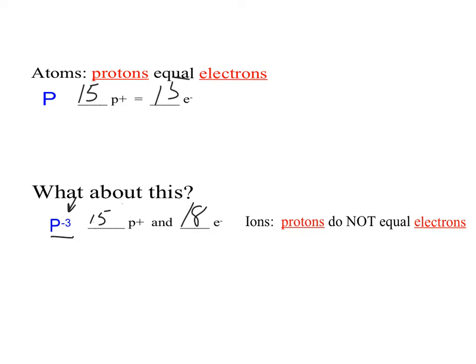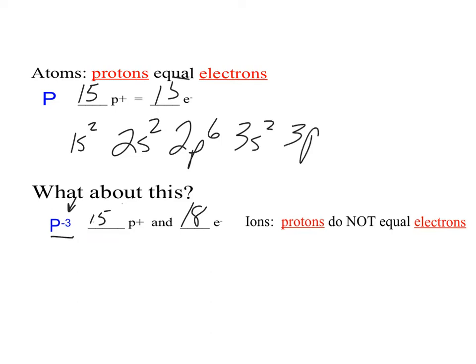Which is going to change what my electron configuration looks like. With phosphorus, we'd have 1s2, 2s2, 2p6, 3s2, 3p3, right? Because I want to end with a total of 15. 2 plus 2 is 4, plus 6 is 10, plus 2 is 12, plus 3 is 15.